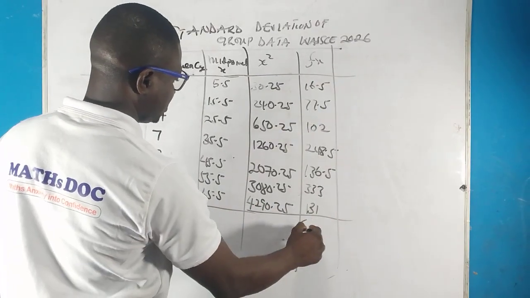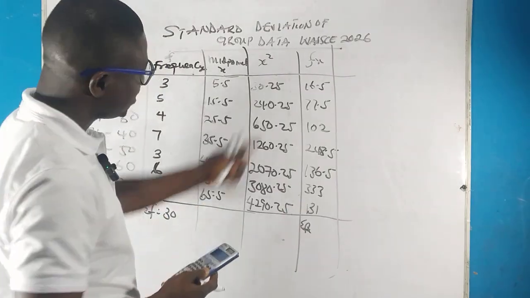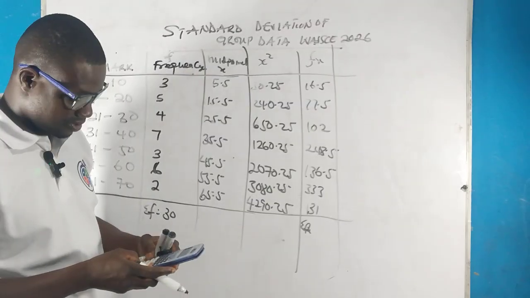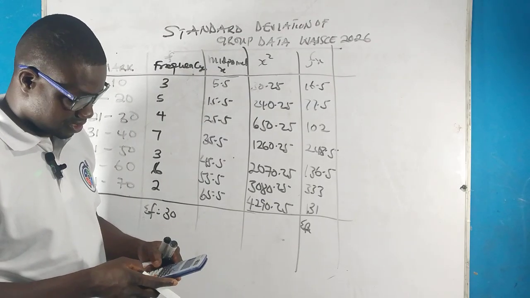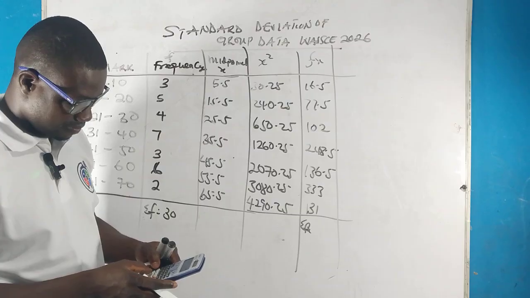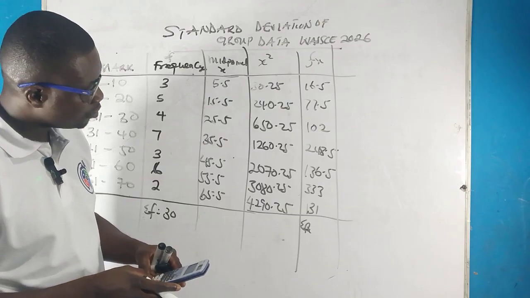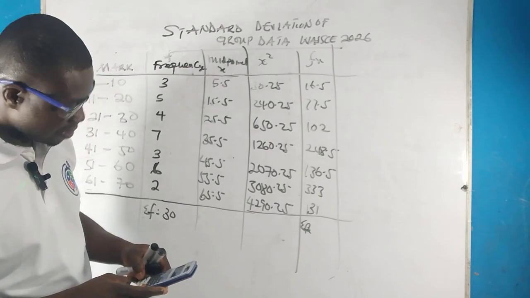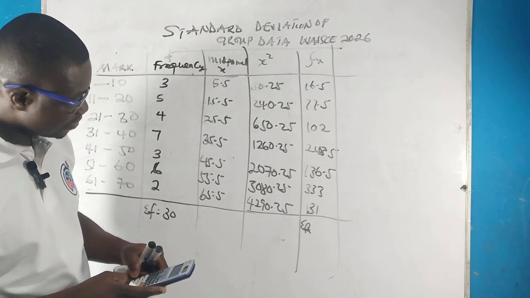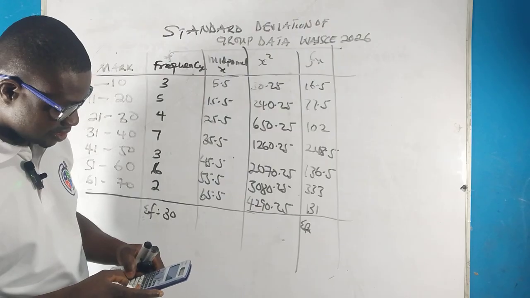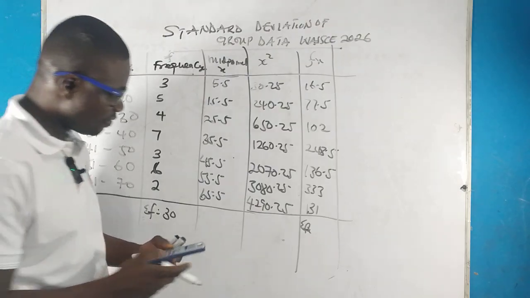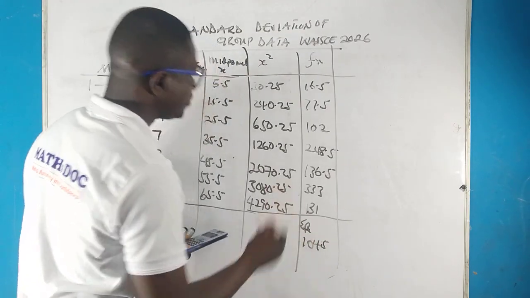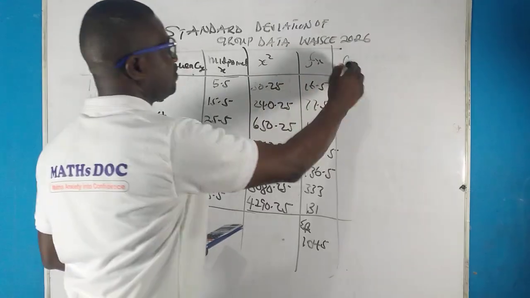We are supposed to find summation fx, so we are adding all these numbers: 16.5 plus 77.5 plus 102 plus 248.5 plus 136.5 plus 333 plus 131. So you have 1045. Now the last one is your fx squared. It means you are multiplying f by the x squared.